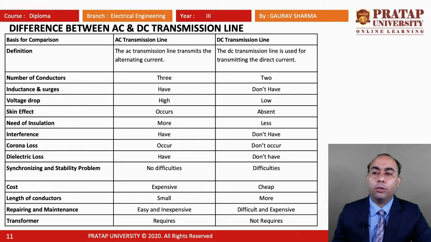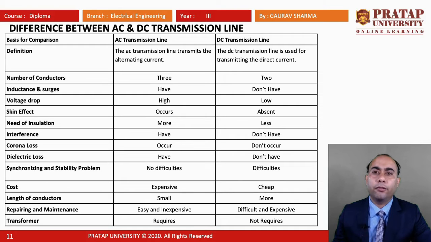When we look at inductance and surges, AC has inductance and surges, but DC doesn't. The voltage drop is high in the AC and lower in the DC transmission system. When we look at the skin effect, the skin effect is that the maximum amount of current flows on the surface of the conductor.